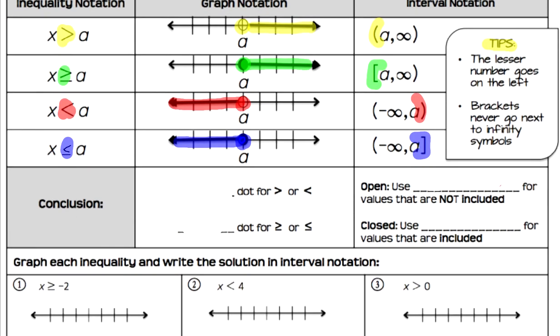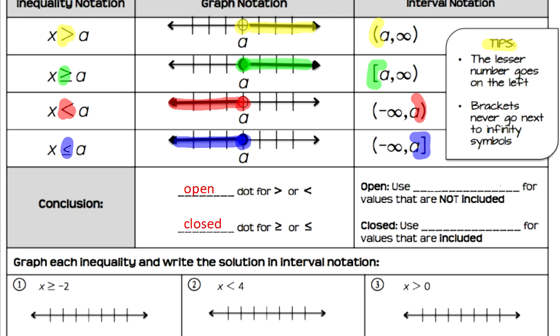Okay, so some key things here that we want to remember when we're graphing our solutions to inequalities. We want to remember that we are going to use an open dot when the inequality is greater than or less than, indicating that the solution itself is not part of the set, and we want to use a closed dot for greater than or equal to and less than or equal to.